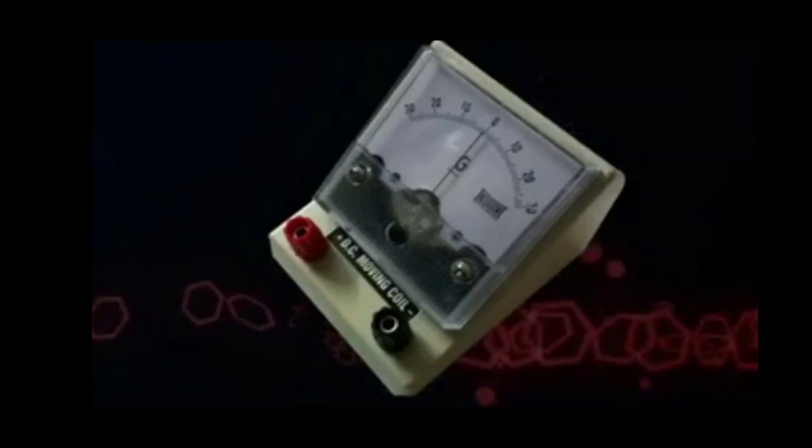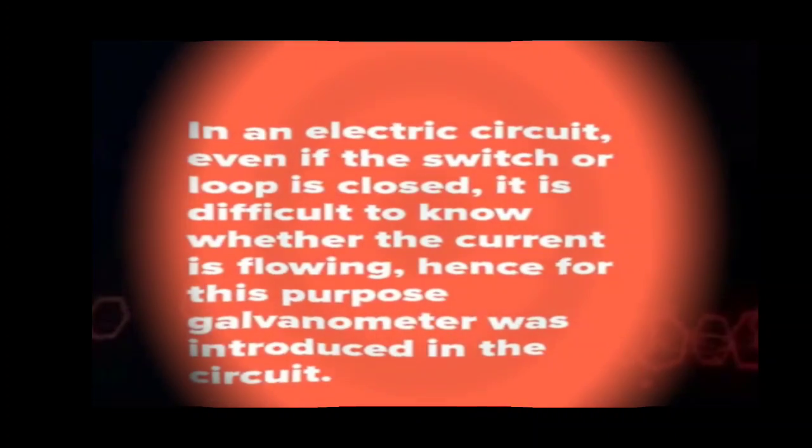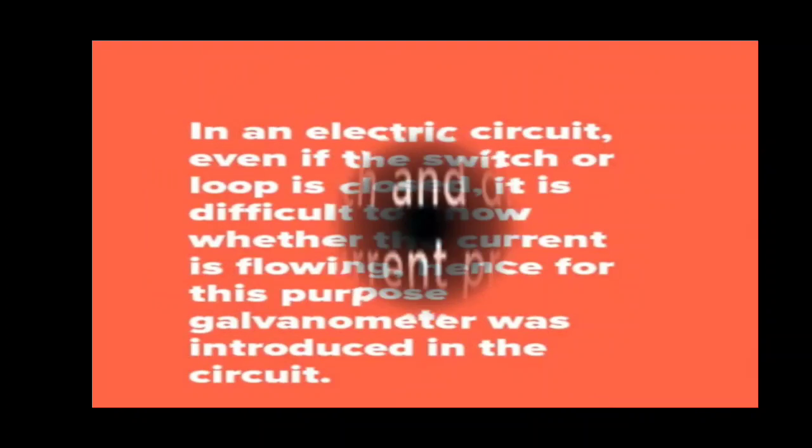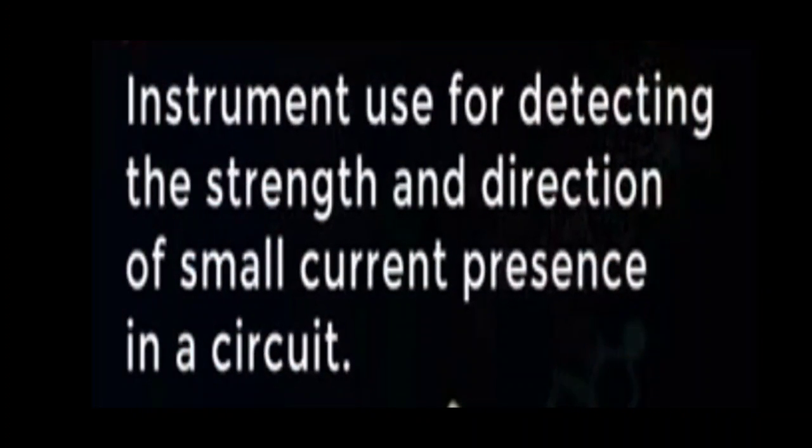In an electric circuit, even if the switch or loop is closed, it is very difficult for us to know whether the current is flowing or not. Hence, for this purpose only, the galvanometer was introduced in the circuit. So, for which purpose is the galvanometer introduced in the circuit? To know whether there is a flow of current in a circuit or not. It is an instrument used for detecting the strength and direction of a small current present in a circuit.